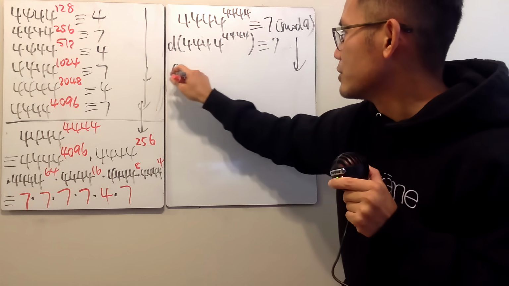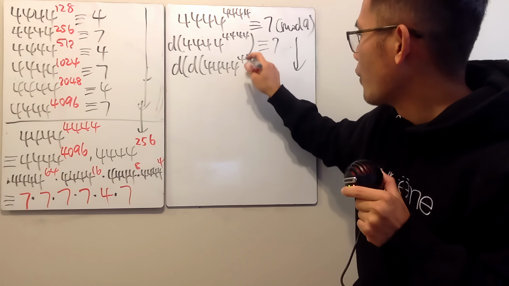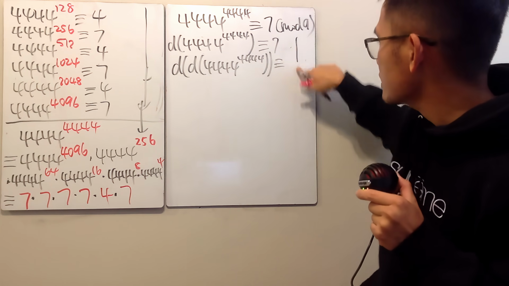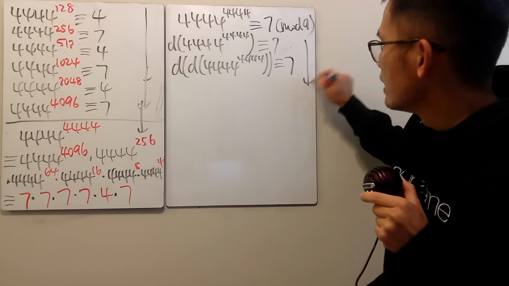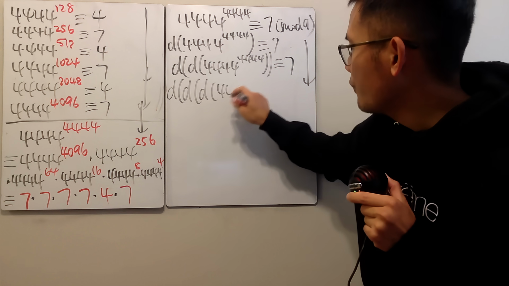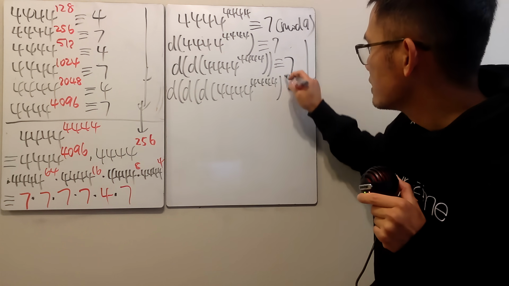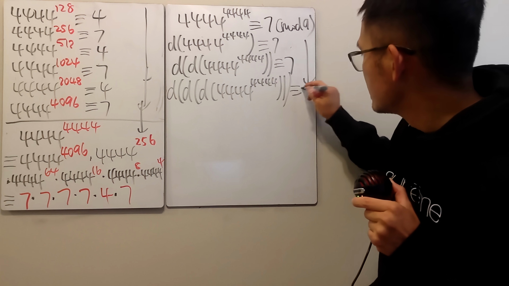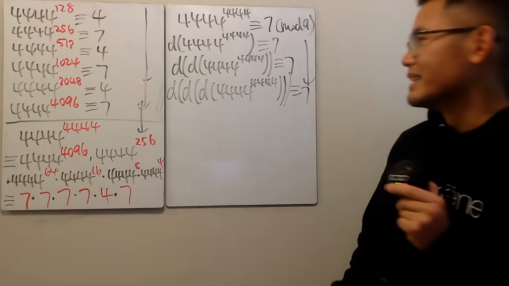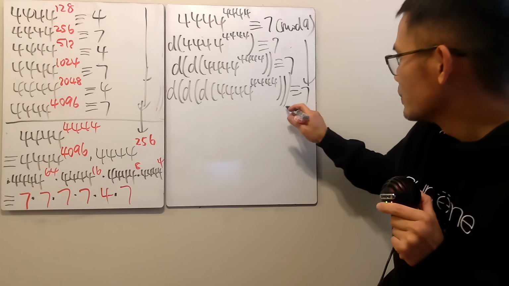Alright, so you can apply the digit sum again. Let me just write it down again: 4444 to the 4444. This right here will be congruent to 7, right? And then one more. The digit sum of the digit sum of the digit sum of 4444 to the 4444 is congruent to 7 mod 9. Alright? Good. This right here, along with what though? Remember, this right here is with mod 9.